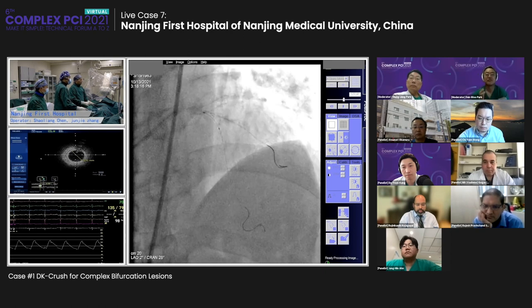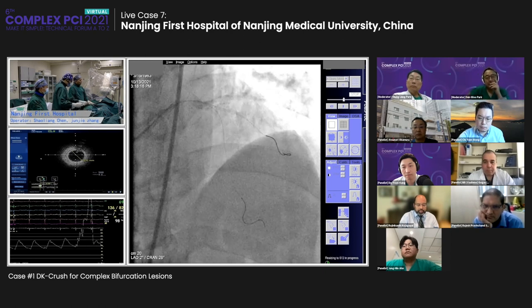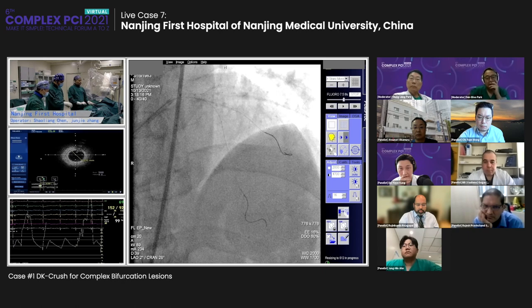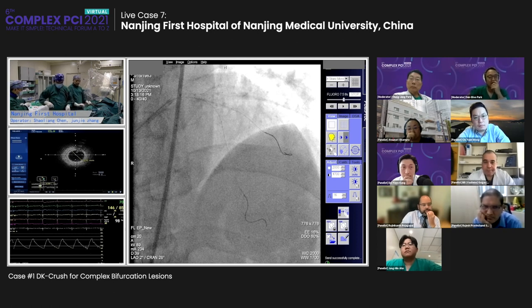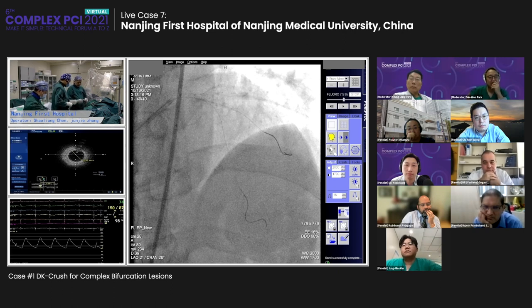So, why did I not use a large non-compliant balloon to do balloon crush? Because we need to avoid distal dissection in the LAD. The 3.0 balloon is pretty small for the proximal LAD, so I have to use another 3.5 non-compliant balloon to do the second balloon crush. After that, I will rewire the diagonal.